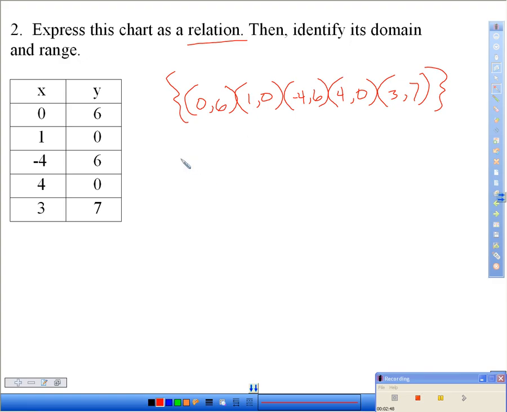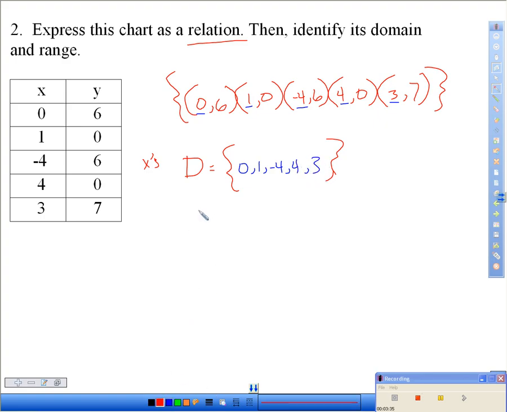Then it says to identify the domain. Well, the domain we said are going to be all of the x values. So when we see domain, we need to think the x's. And we are going to put these in brackets as well. And one thing that we need to remember about the domain and range when we're listing those, we are not going to repeat any values. If any x's appear more than once, then we'll simply list those one time. So we'll look at the x's and we'll see 0, 1, negative 4, positive 4, and 3. So none of those repeat, so I'm just going to list them all. 0, 1, negative 4, positive 4, and 3.